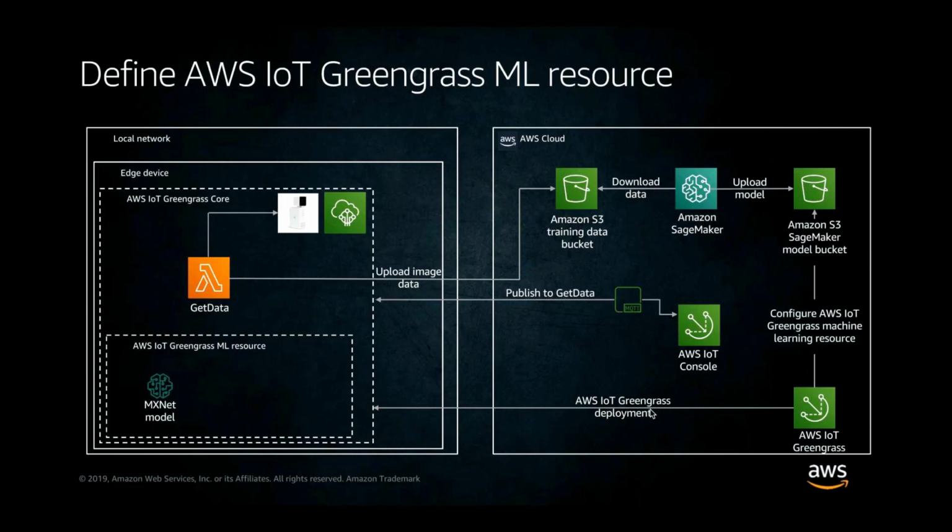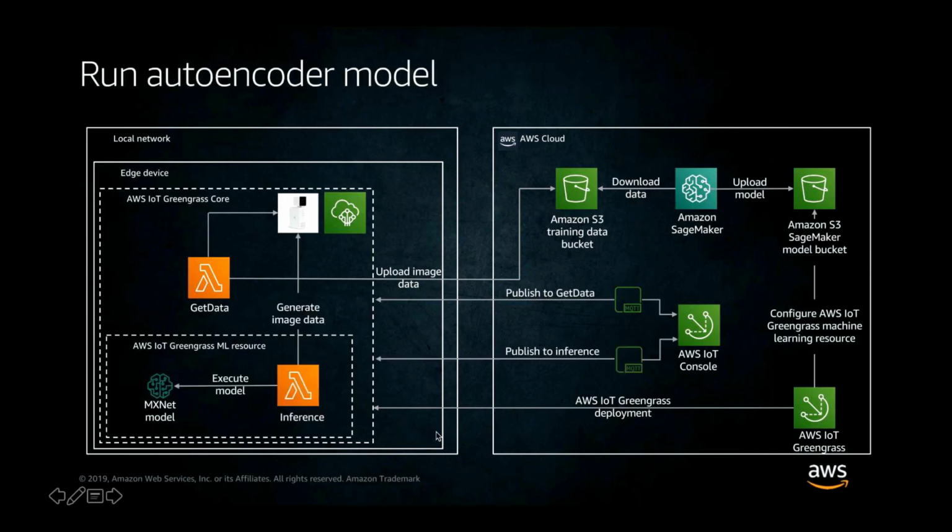onto the edge device. But now I need another Lambda function, because I need a Lambda function that does something with the model. So I defined here a Lambda function called Inference that is now registered under a different topic. If I send a message under the topic Inference, it will trigger the Lambda function Inference, which will then get some data from the DeepLens device and perform inference on the MXNet model.